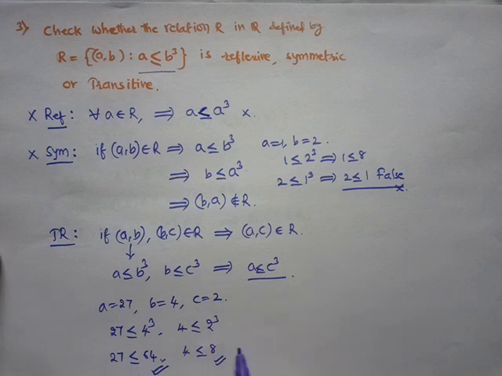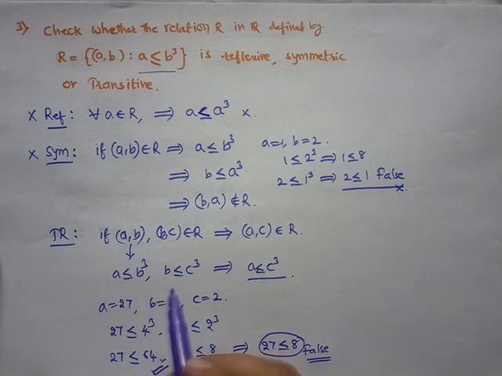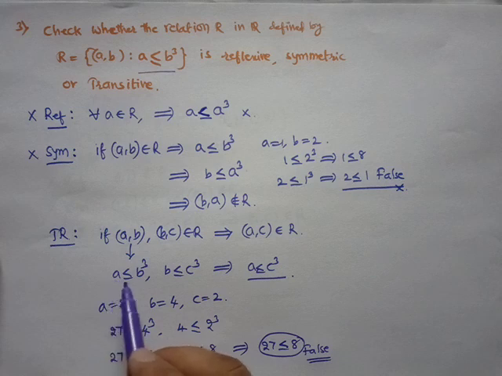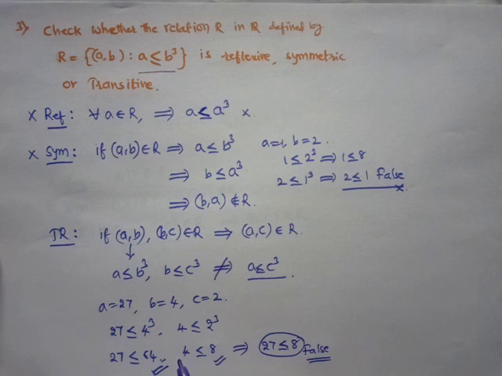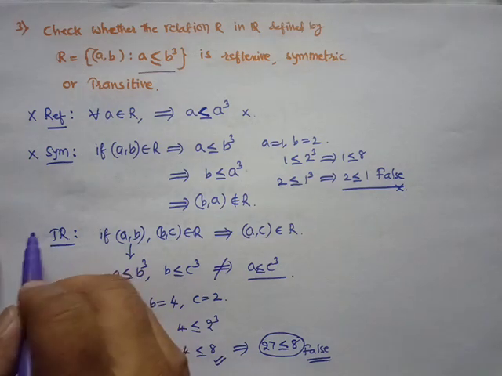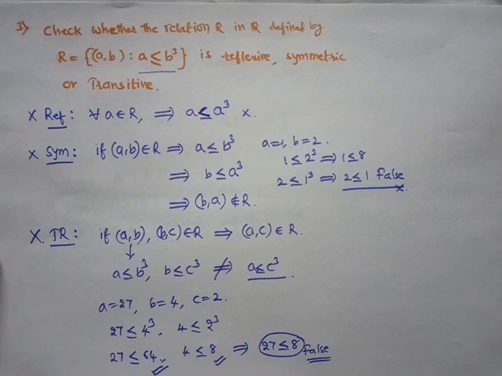By taking these two, can we say 27 ≤ 8? This is false here, 27 is not less than or equal to 8. Then we cannot say a ≤ c³ from a ≤ b³ and b ≤ c³. So in that case it is not transitive also.